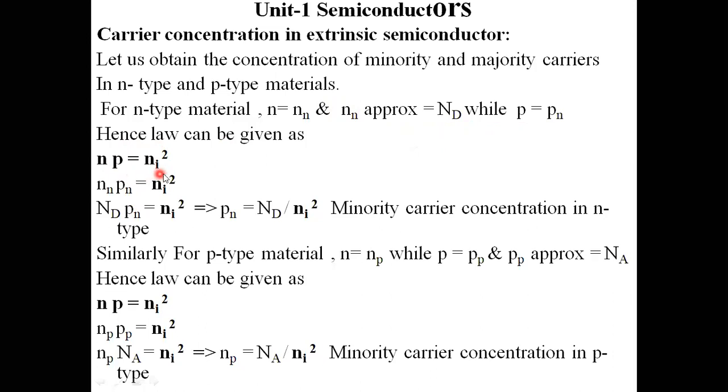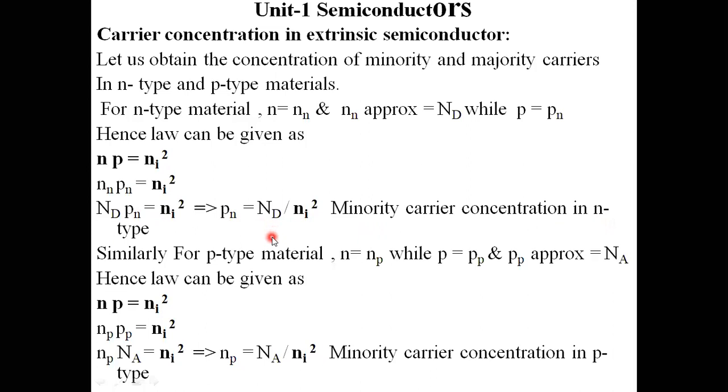Np is equal to Ni square, so the suffix will become Nn: Nn Pn is equal to Ni square. This Nn is replaced with the Nd term: Nd Pn is equal to Ni square. I would like to know the minority charge carrier concentration, so Pn is equal to Ni square by Nd. This is the minority carrier concentration in n-type semiconductor material. How many holes are there in n-type semiconductor material can be found by using this equation.